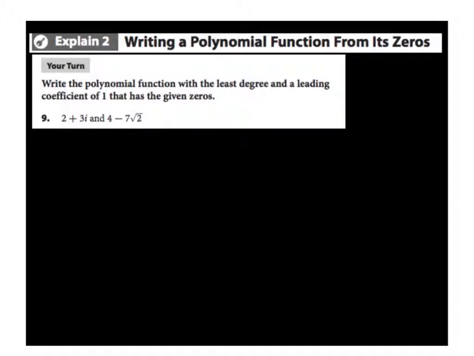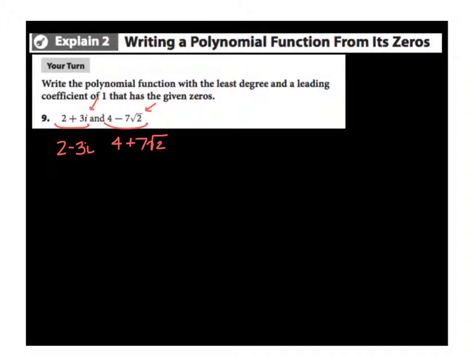All right, last thing they're going to ask us to do is to write a function. These are actually way easier, and I don't even want you to have to multiply it back out. So I just want you to remember, anything that has imaginary is going to have a conjugate. So if 2 plus 3i is a root, then that means 2 minus 3i is a root also.